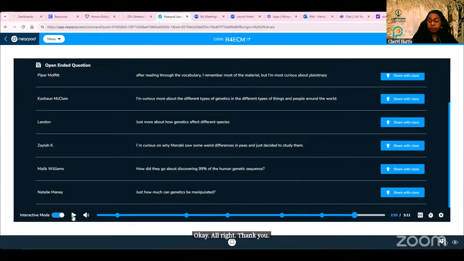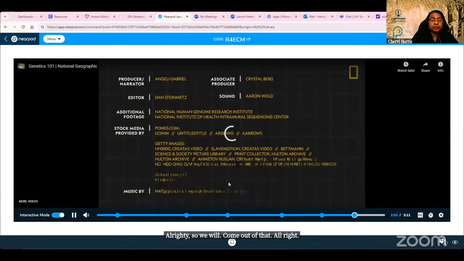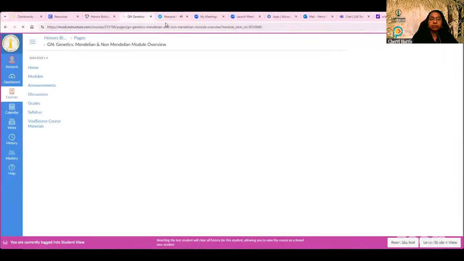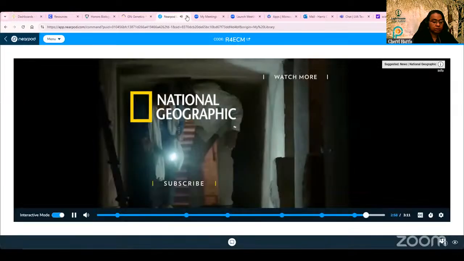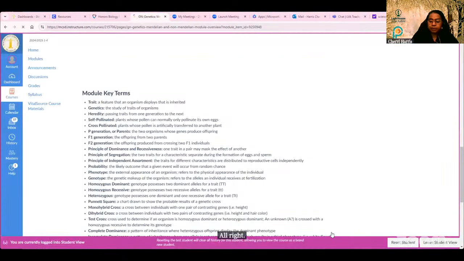Alrighty. So we will come out of that. All right. So let's look back at Canvas. Let me stop my Nearpods because it's still singing. Stop. Okay. All right. So let's look at the first page.